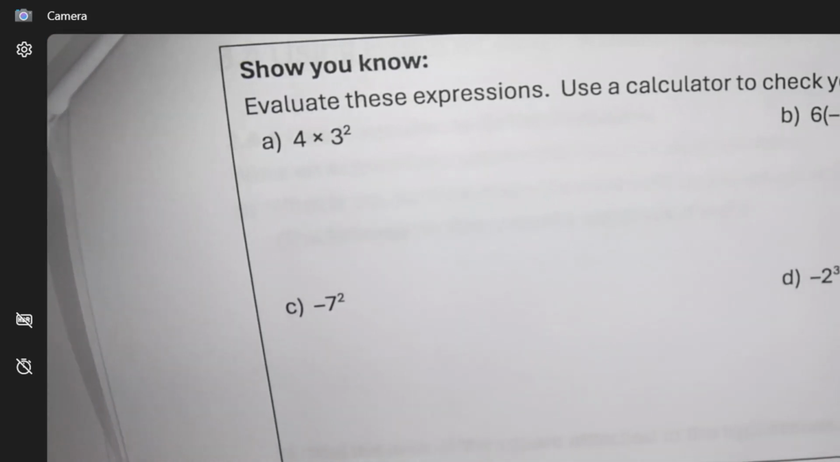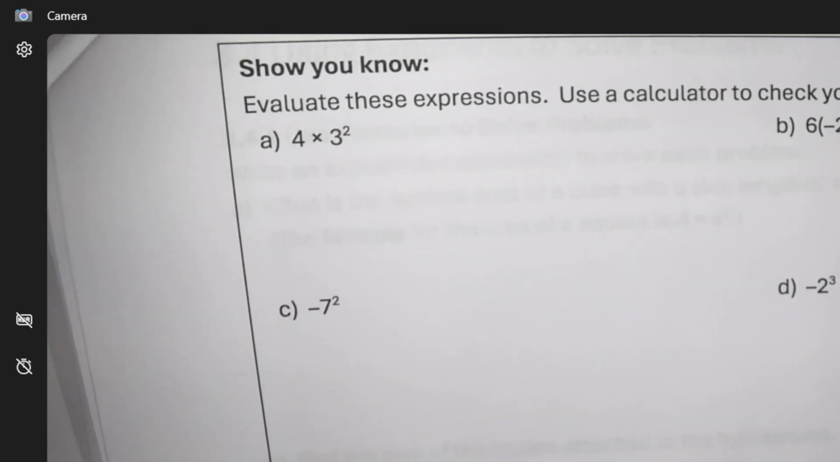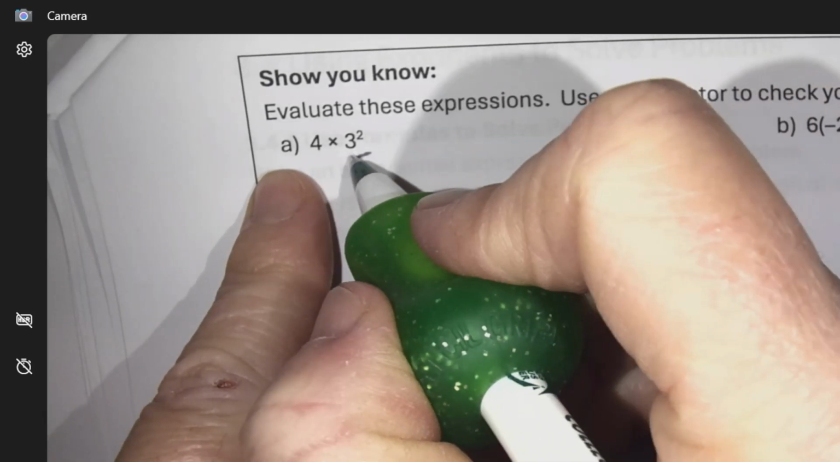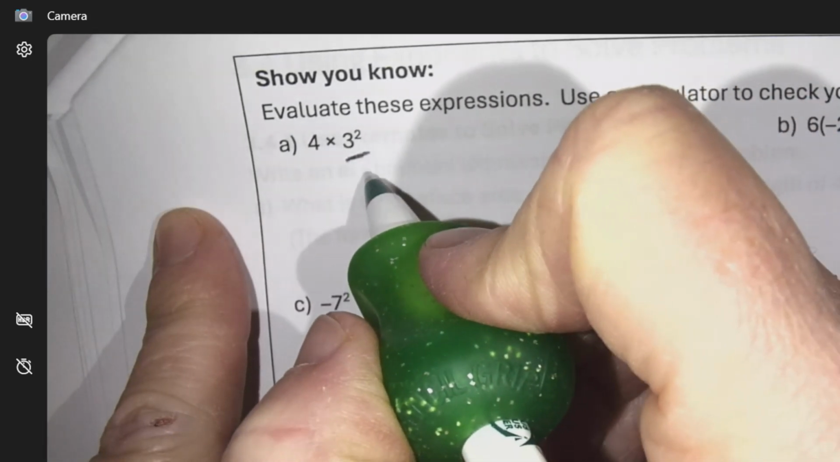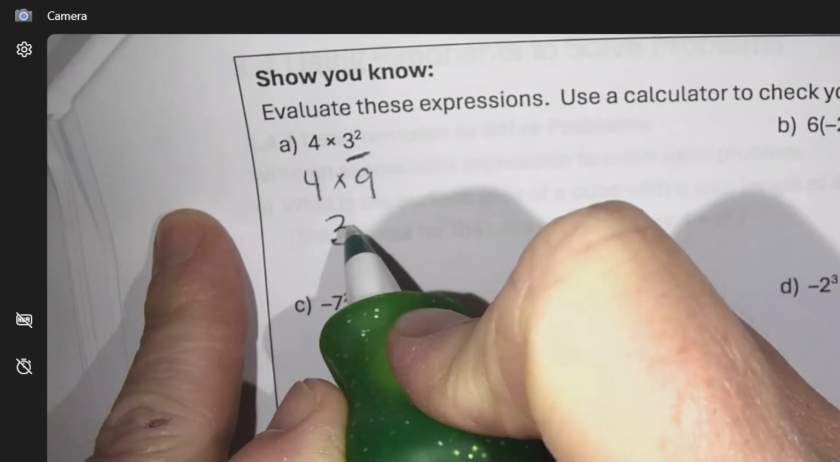Okay, evaluate. So do you all know what the word evaluate means? Get me a number. What's the final number? Okay, so brackets, exponents, division, multiply. What do we got here? We got exponent. That comes first. So 9. Multiply.